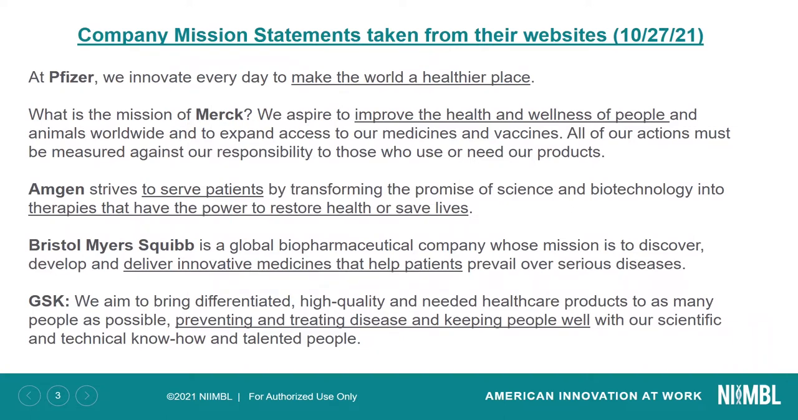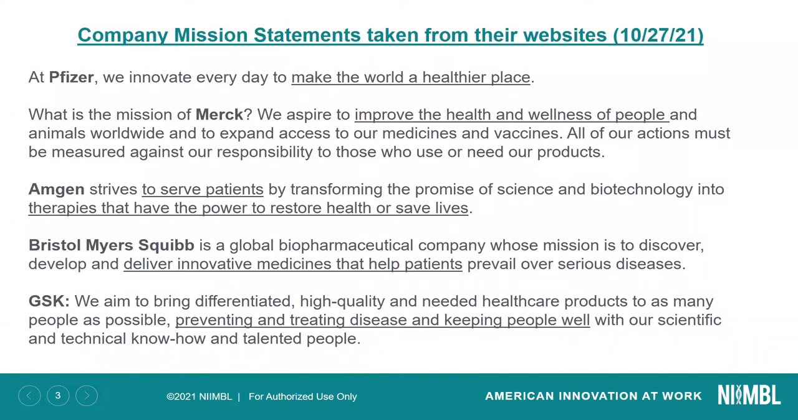So the Pfizer one, of course, talks about making the world a healthier place. At Merck, it's to improve the health and wellness of people. Amgen is striving to serve patients by delivering therapies that restore health or save lives. BMS is to deliver innovative medicines that help patients. GSK, preventing and treating disease and keeping people well. So I think many of the companies are well aligned at a high level about what their goal is and their mission is.